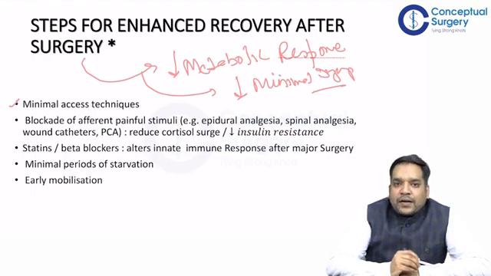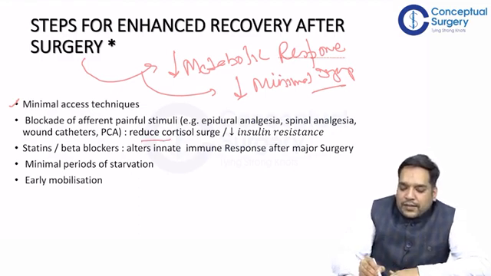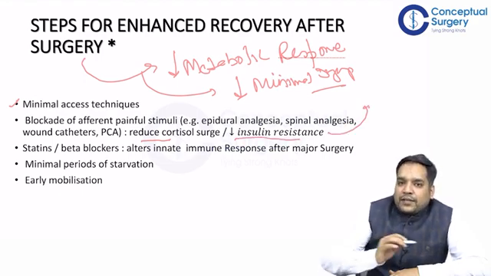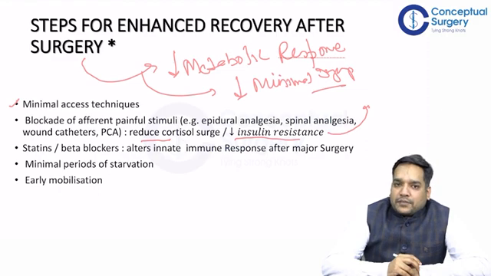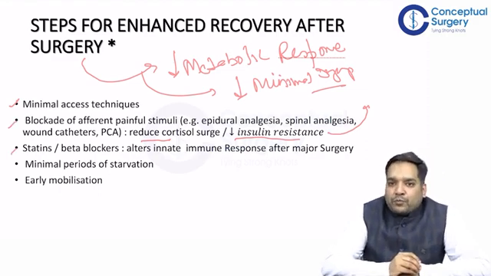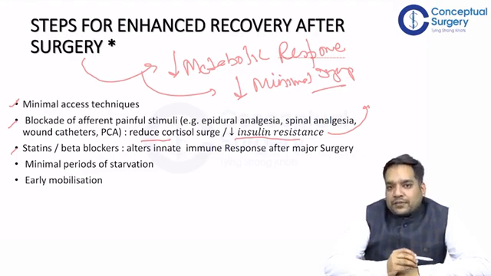It is important to know that any effort to block the painful stimuli, which could be in the form of epidural analgesia, spinal analgesia, or patient-controlled analgesia, will lead to a reduced cortisol surge and decreased insulin resistance. So obviously the inflammatory impact will be less, and the metabolic response will be less. Statins and beta blockers basically decrease the innate immune response after major surgery, and that is why they help in long-term survival after major surgery. So this is the mechanism of statins and beta blockers.